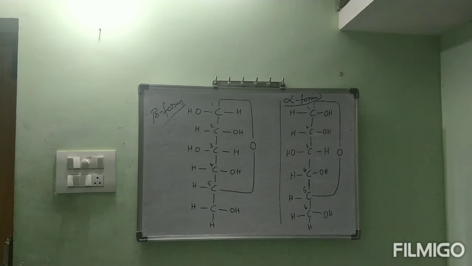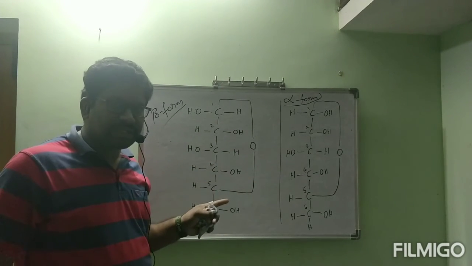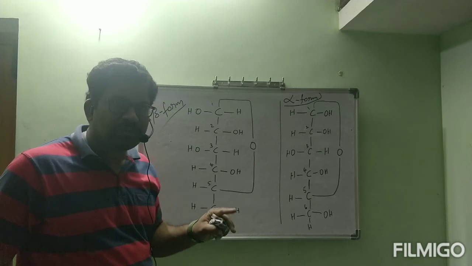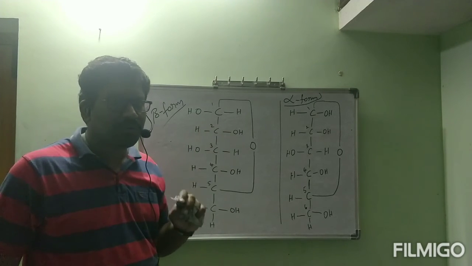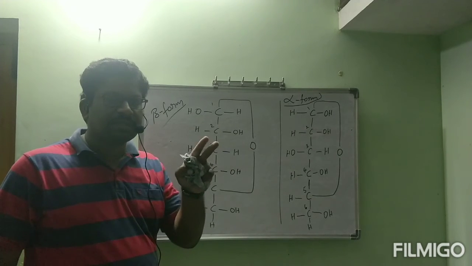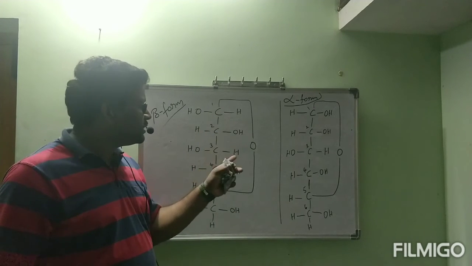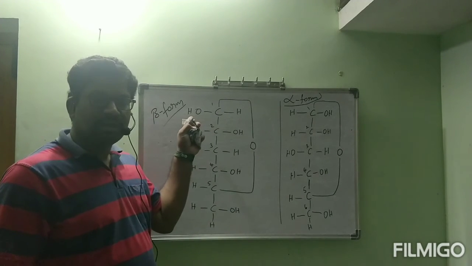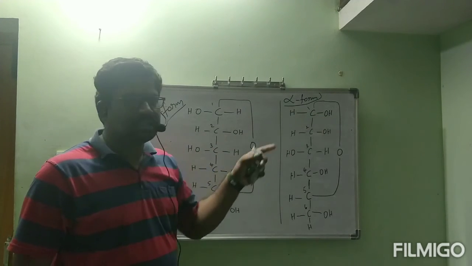This type of explanation is not at all possible with open chain structure. The existence of alpha form and beta form is not at all possible with open chain structure, because in open chain structure first carbon has C double bond O. Whether C double bond O is present left side or right side, that is not a problem. Here these are different groups, no? Here this is H, this is OH. Here definitely representation is different. Here right side OH and this is H.